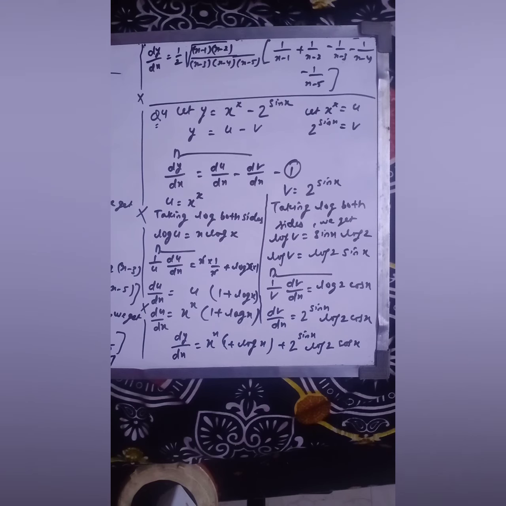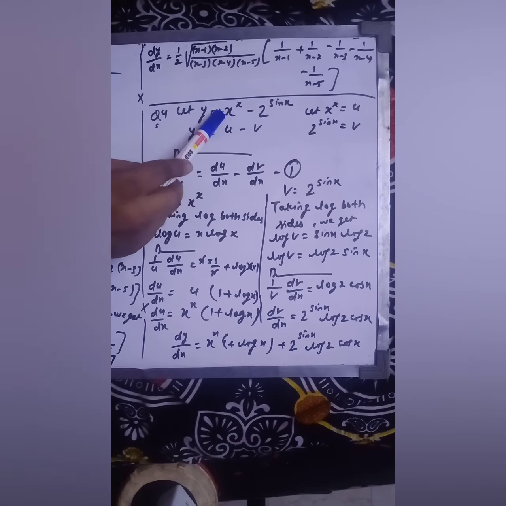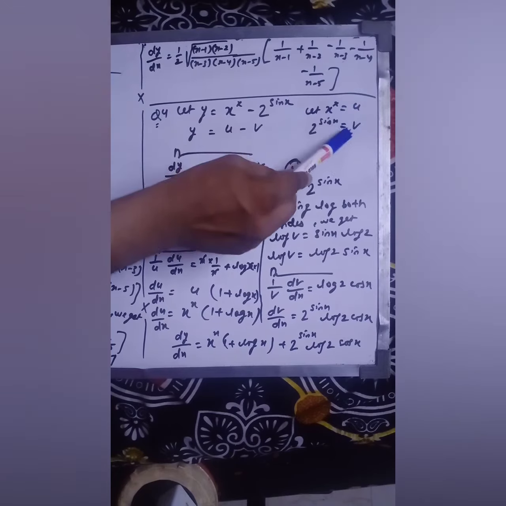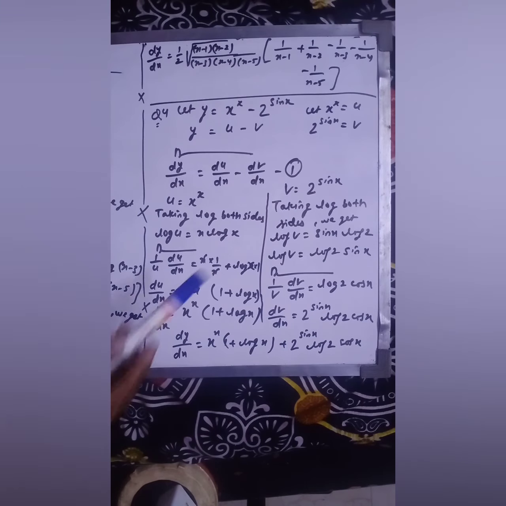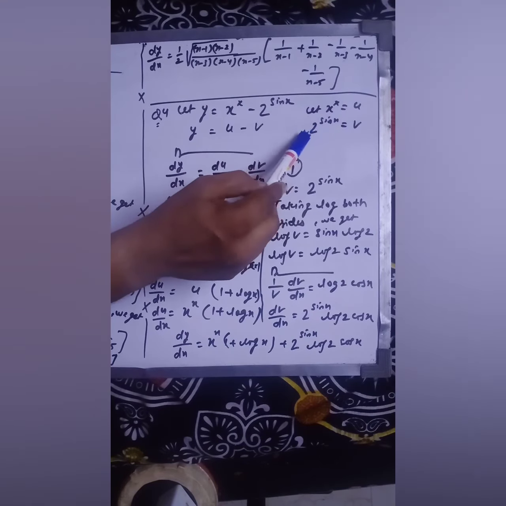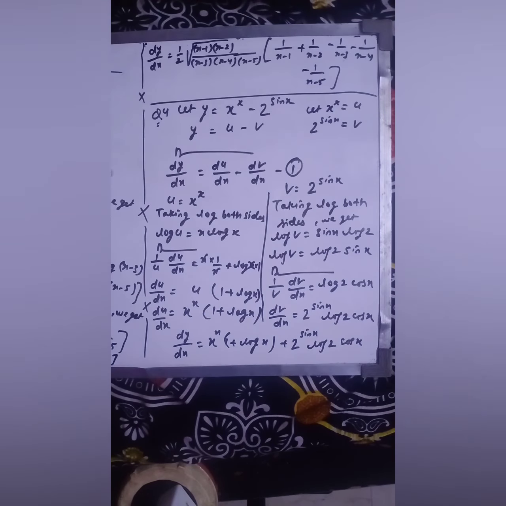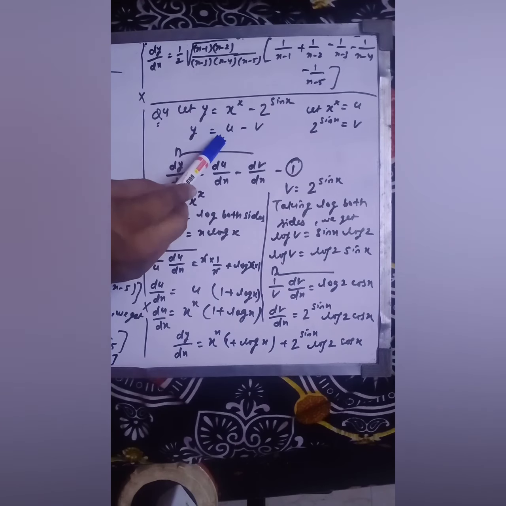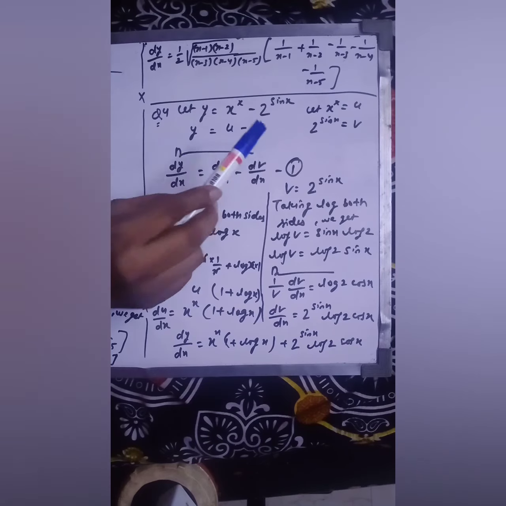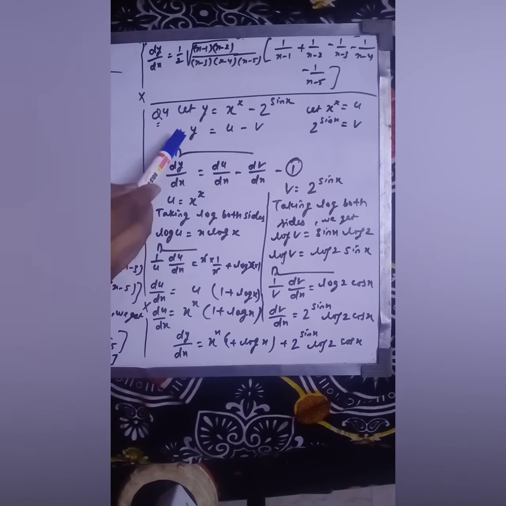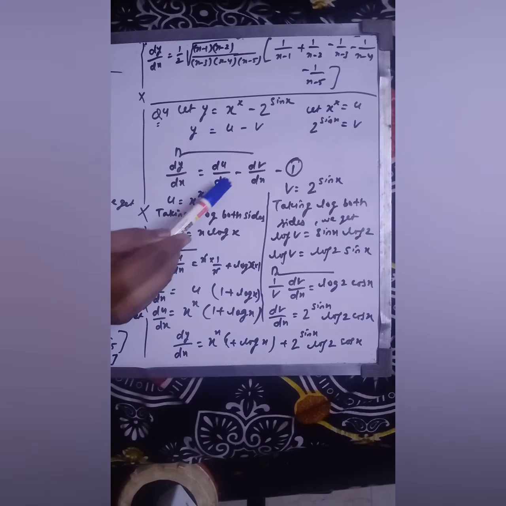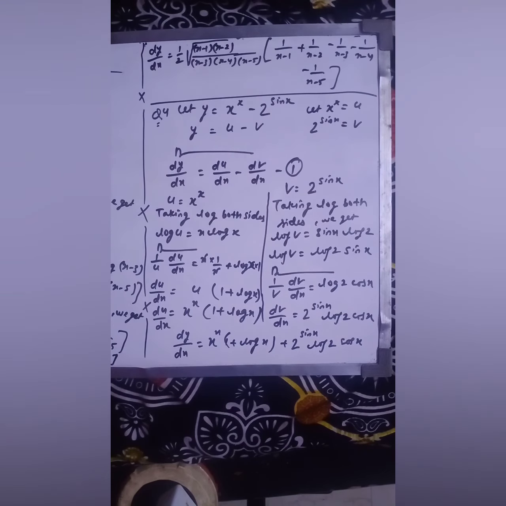So in that kind of question, we assume that this whole term is y, and we assume that this term is u and this term is v. We assume that x raised to power x is u, and 2 raised to power sin x is v. So I am writing y is equal to u minus v. Now I am differentiating this equation with respect to x. So dy by dx is equal to du by dx minus dv by dx. That is equation number 1.